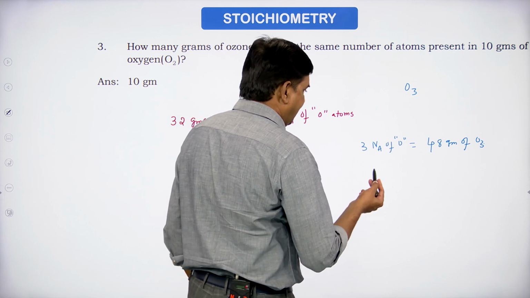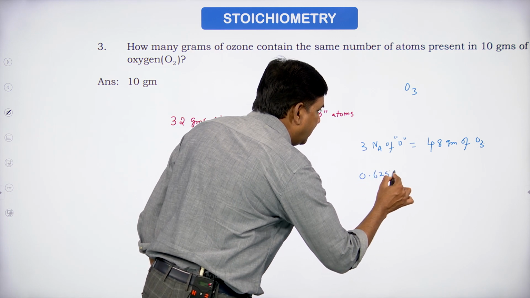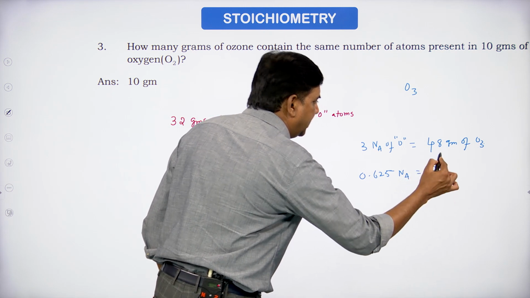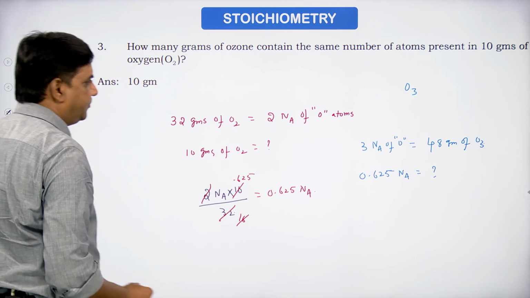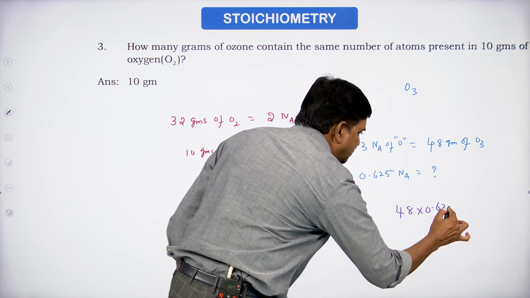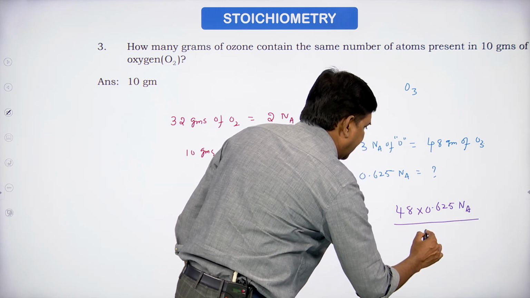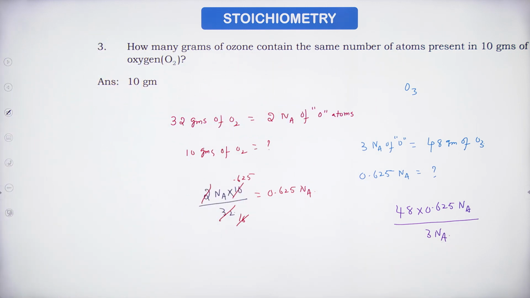Now, how many moles? 0.625. So 0.625 Na of oxygen is present in how many grams? Now you have to do the calculation here. The calculation is 48 into 0.625 Na by 3 Na. You do this, students, you will get the answer. You solve that.